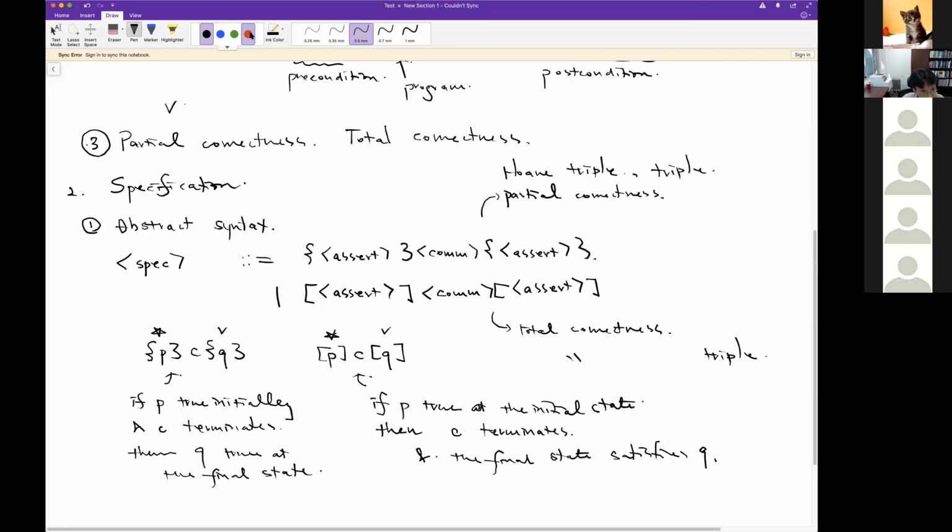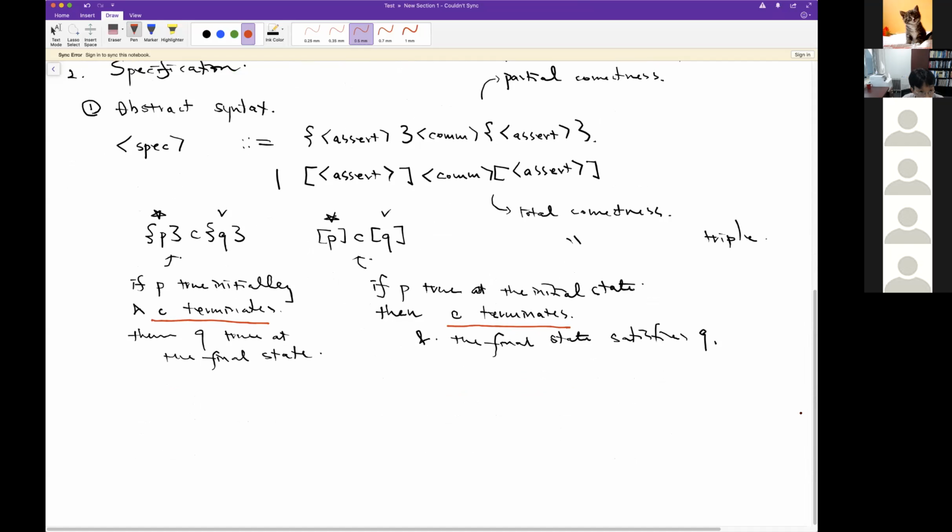The one difference is that the termination part, in the first case, is an assumption. So if the program doesn't terminate, we don't care in partial correctness. And then the termination part in the second case is a conclusion. So this statement is stronger. It says that if the precondition is true, then Command C always terminates. Okay, so you can see that total correctness is a stronger condition than partial correctness.